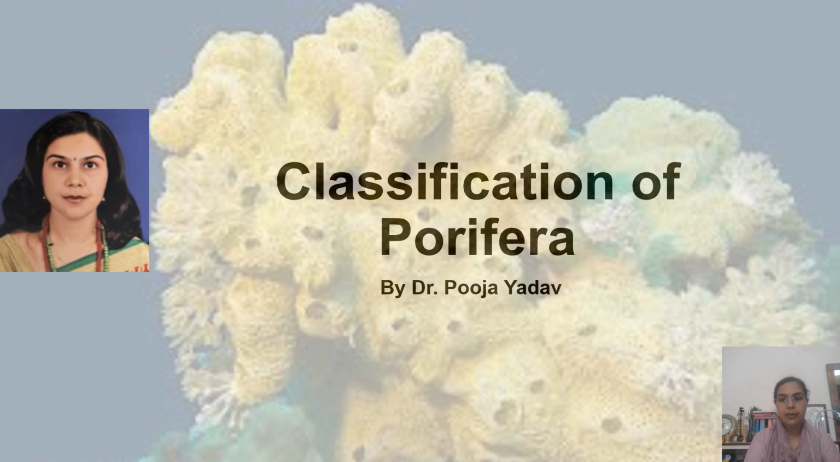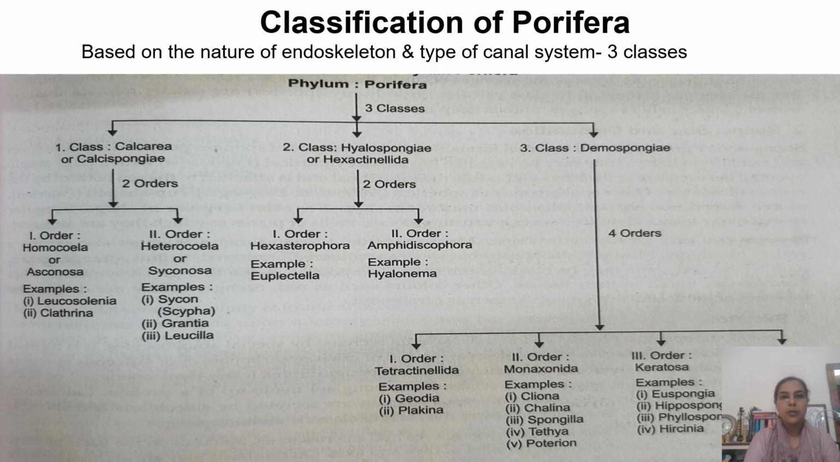Today we will discuss the classification of Porifera. Now, two most important features are the nature of the endoskeleton. The endoskeleton comprises the spicules and the spongin fibers, and depending upon the type of canal system, Poriferans को हमने तीन classes में classify किया है.